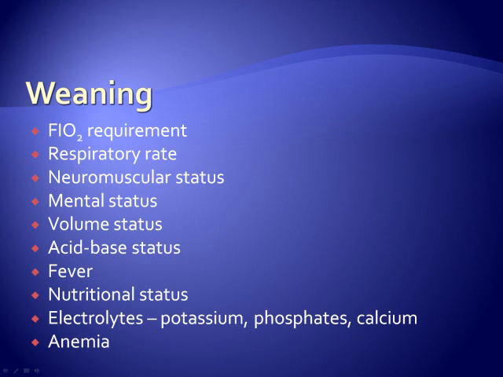The patient has to have an adequate neuromuscular status. Their mental status has to be adequate. We want to check their fluid volume status and make sure they're not volume overloaded. Check their acid-base status too, and their fever, nutritional status, electrolytes, and look to see whether or not they have anemia. Now, the patient can tolerate having a couple of these things be abnormal if we optimize the other things and if we're aware in the weaning process that we have that abnormality. But certainly we would want to optimize as many of these things as possible so that we could have the best success at weaning.